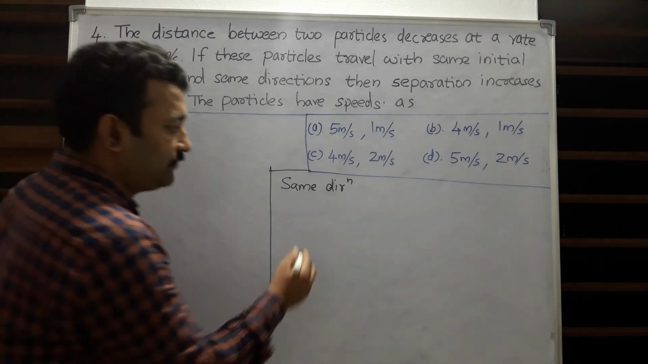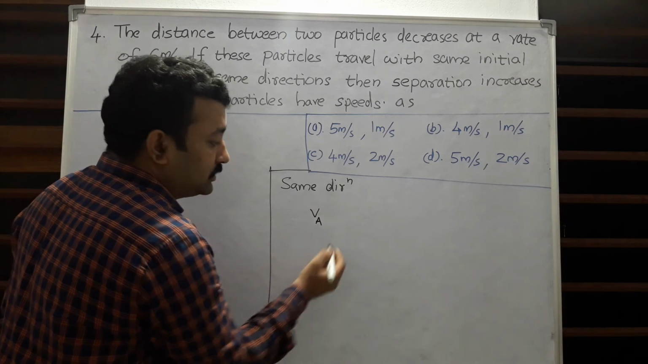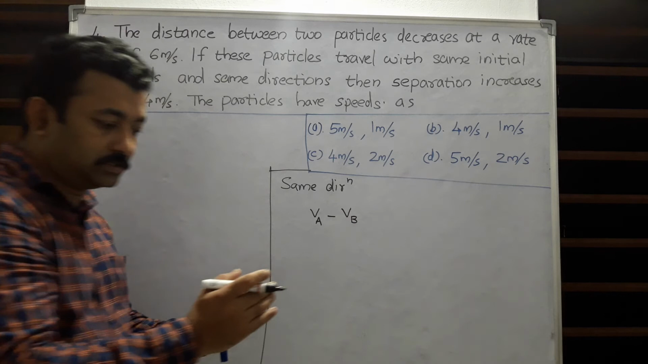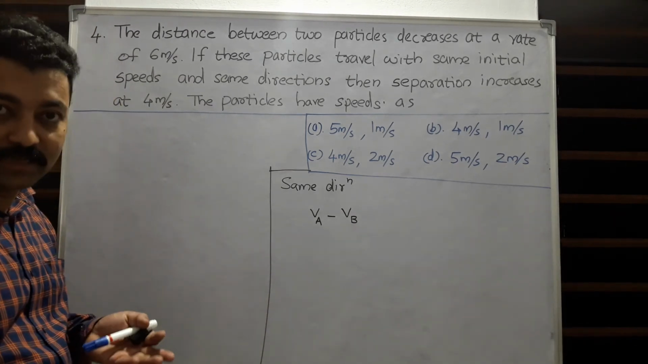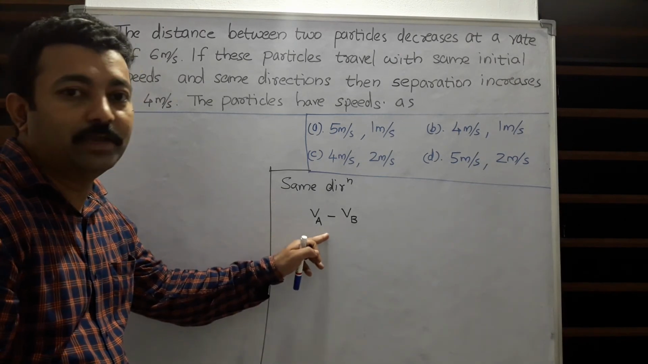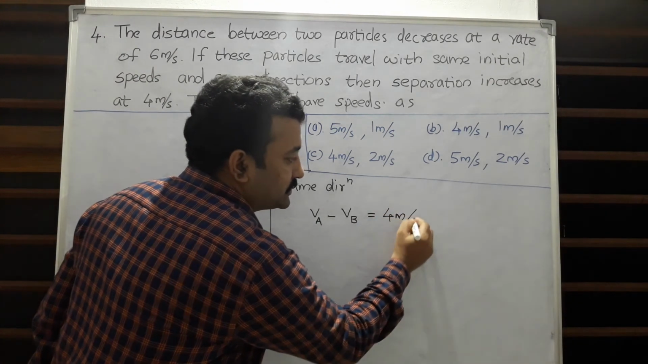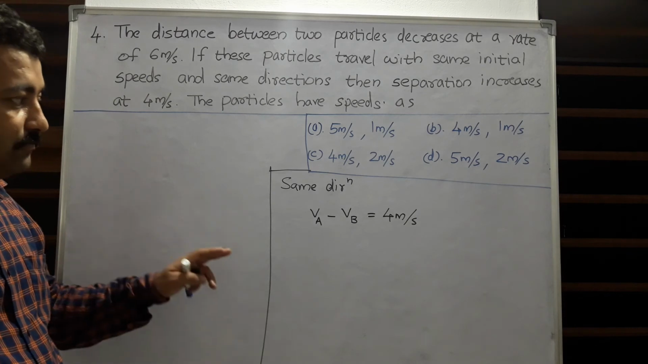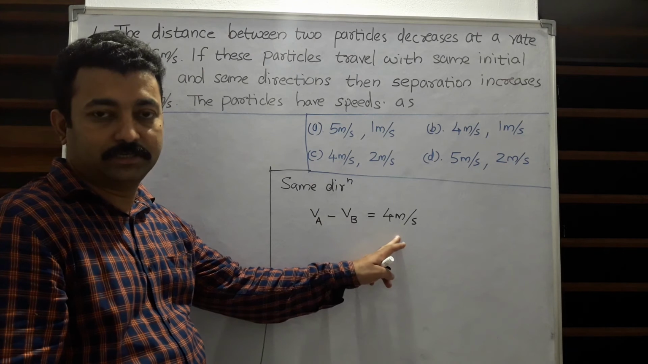What does it indicate? That indicates if A and B are the particles, the relative velocity of A with respect to B, because distance is keeping on increasing at a rate. Same direction, the relative velocity is Va minus Vb, that is equal to 4 meter per second. I think that is the way to start with. We have got same direction, Va minus Vb, which is equal to 4 meter per second.